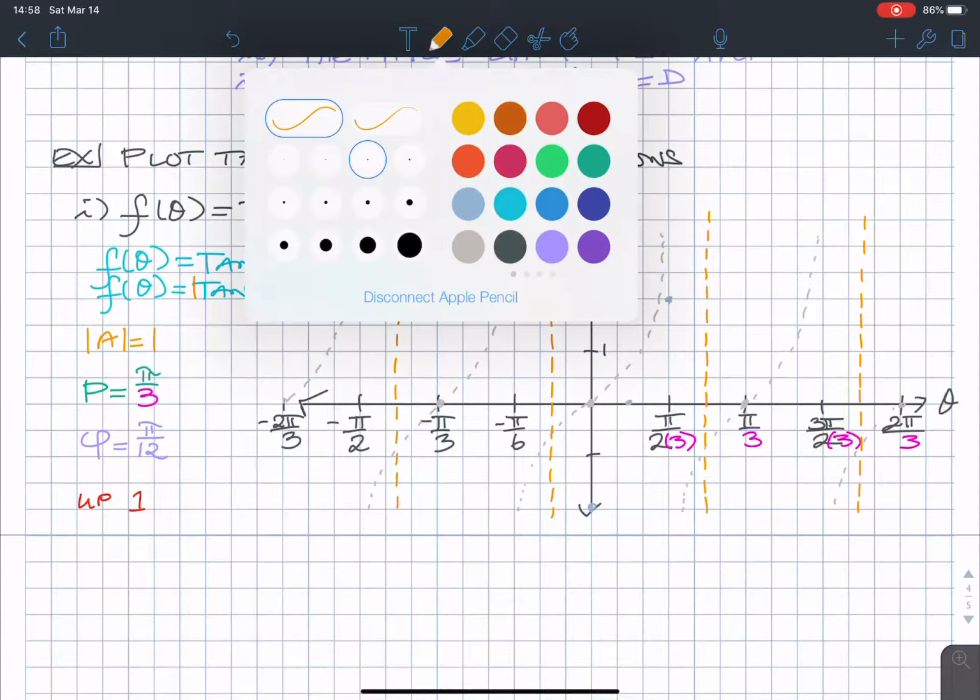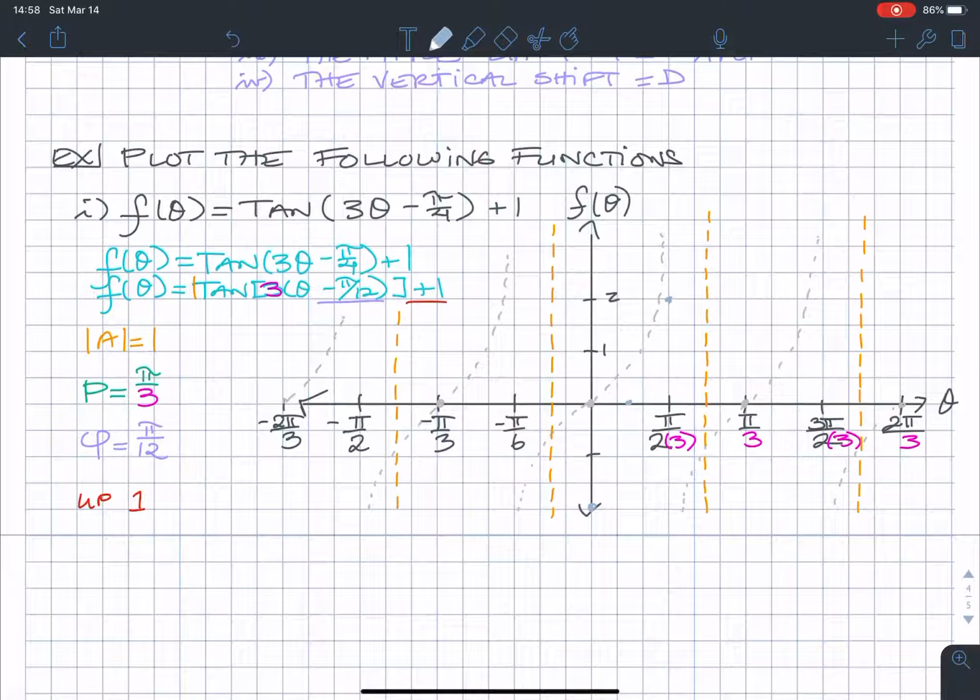Okay, so now the graph of tangent would look something like so, with an amplitude of 2. Had I done that first, I probably should have. So half a quadrant to the right, amplitude of 2. Half a quadrant to the right, amplitude of 2.